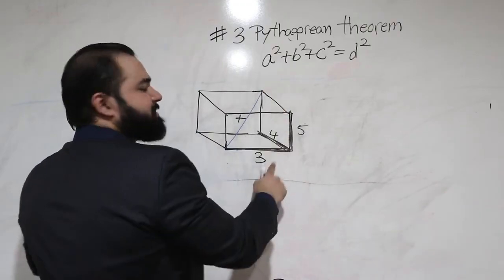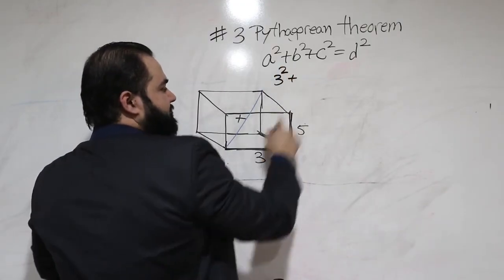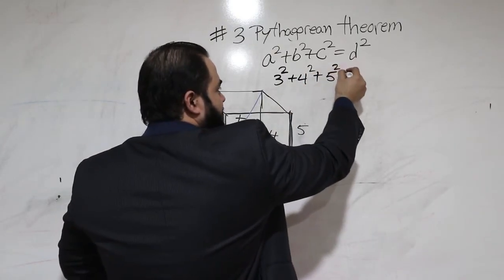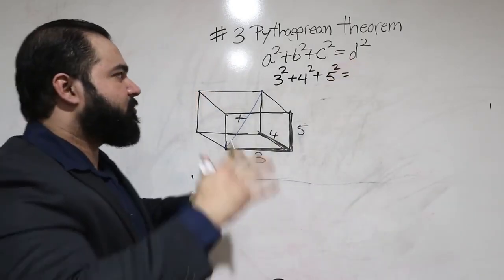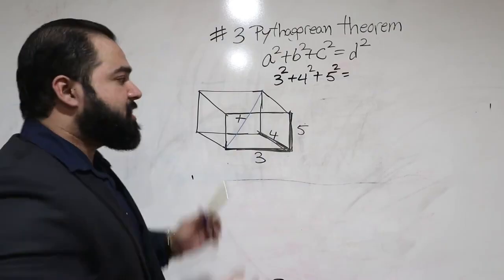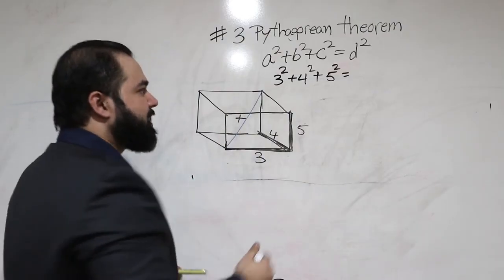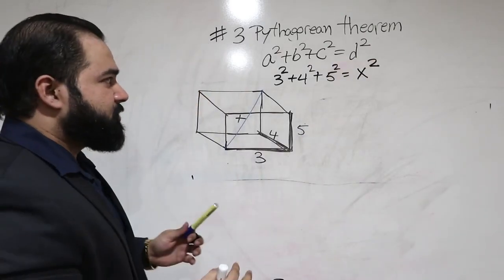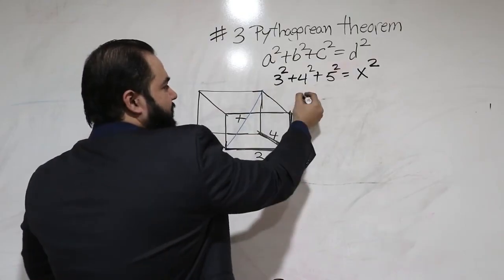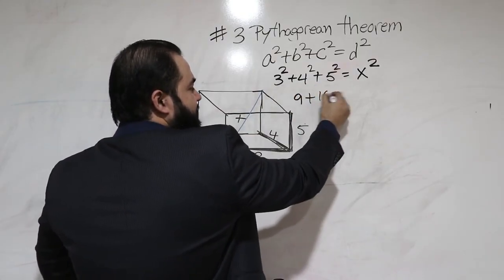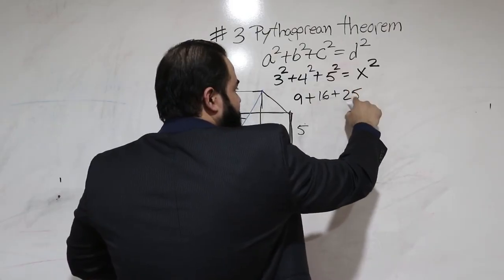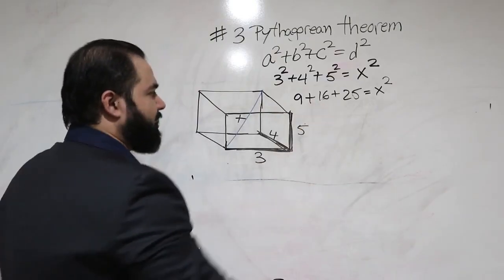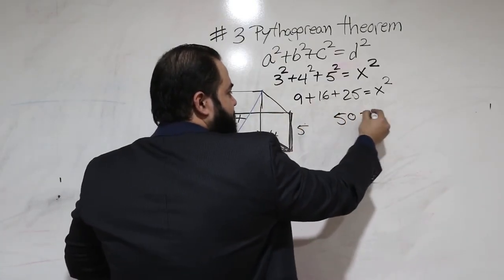I said a is, let's say, length. So 3 to the power 2 plus 4 to the power 2 plus 5 to the power 2 is equal to d squared. D stands for the diagonal, the longest length of the prism. Here we still don't know what it is, so we'll say x to the power 2. All I did is plug into the formula. Now let's solve it. 3 squared is 9, 4 squared is 16, plus 5 squared is 25, equals x squared. Now 9 plus 16 is 25, and 25 plus 25 is 50, equals x squared.